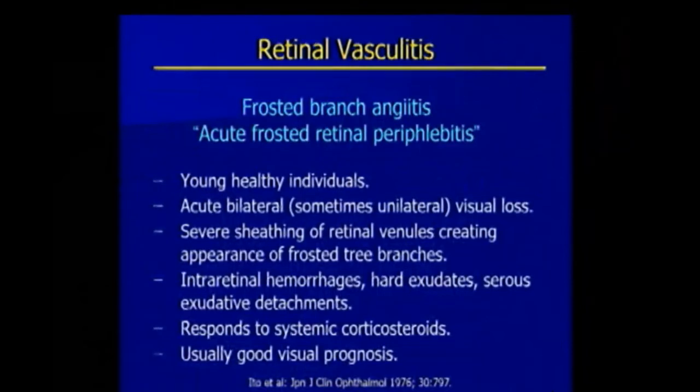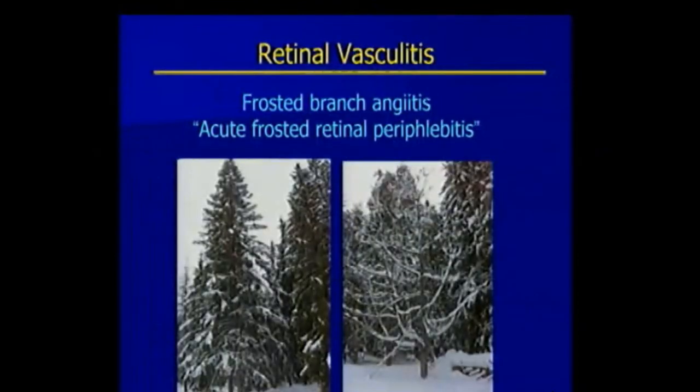So IRVAN, if you see aneurysmal dilations, think about IRVAN. Now, frosted branch angiitis. Frosted branch angiitis is just a clinical terminology. It means a heavy perivenous exudate that resembles frosted tree branches. Like here, this is what's called the frosted tree branches.